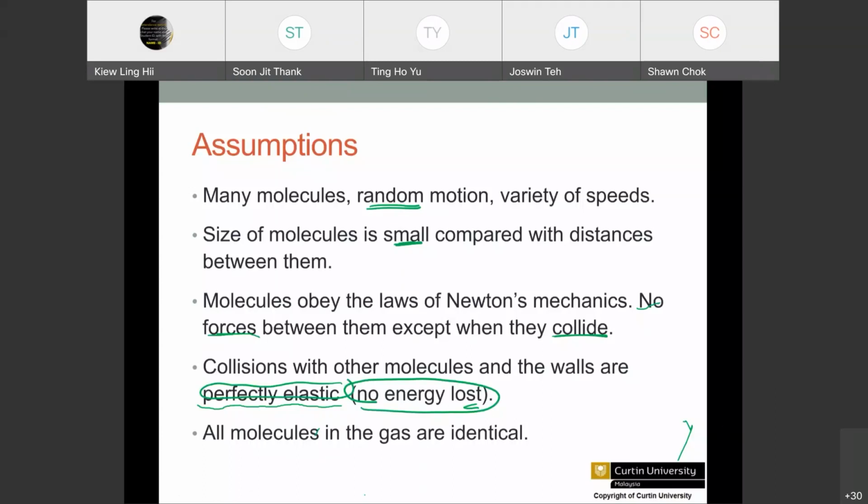And all the molecules in the gas are identical. So all the molecules are the same, so you cannot have a mixture of gas inside. So these are the five assumptions. Firstly, they move randomly with different directions and different speeds. The size is very small as compared to the total volume occupied by the ideal gas. The third one, no forces in between them except collisions. During their collision, the collision is a perfectly elastic collision. And finally, the molecules are identical.